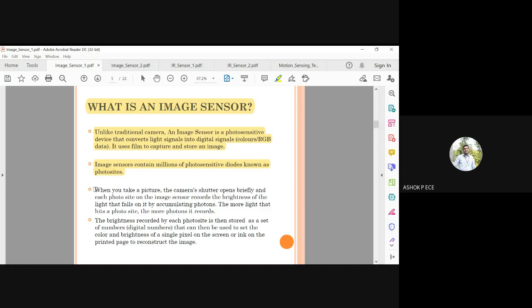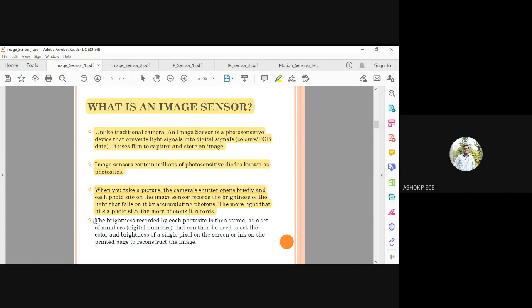When I click a picture, the camera shutter will be opening for a very, very short amount of time. And whatever amount of light falls on that particular sensor is captured and recorded. So that is the brightness. The amount of photons it accumulates is what it records as brightness. The more light that hits the sensor, the more photons it will have, so the brightness will be very high. So I can say the brightness is proportional to the amount of photons that hit the sensor. That is what is given here. The more light hits the photosite, the more photons it is going to record.